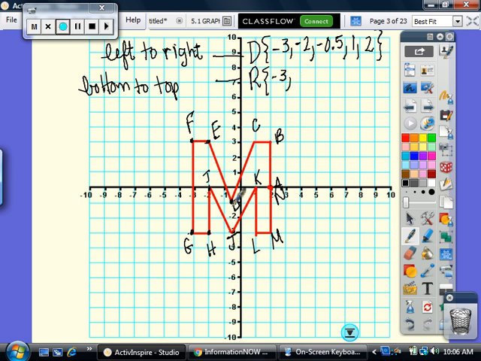All right, and then the next point I see is this one, and on the y, it's at -1. And then the next points I see are up here on the, it's 0, isn't it? And then the next points I see are up at 3. Is that tough? Left to right for domain, bottom to top for the range.